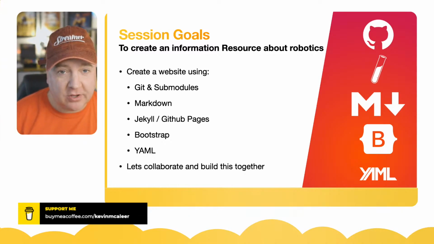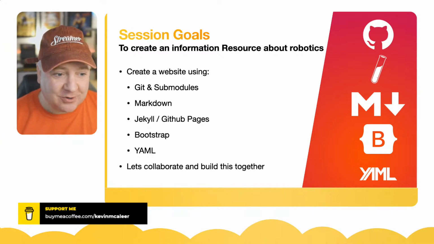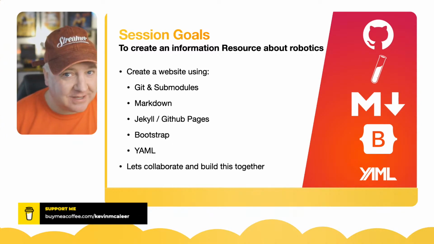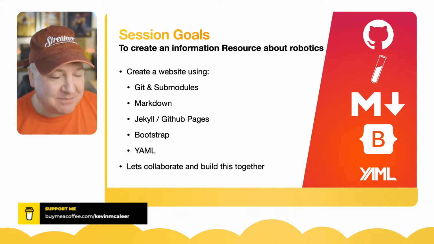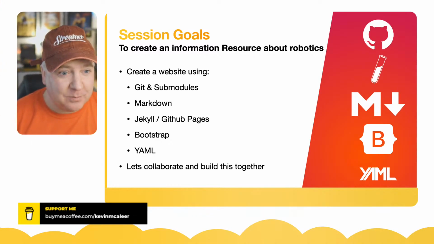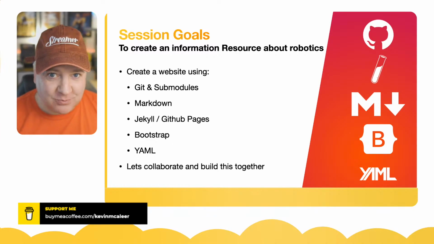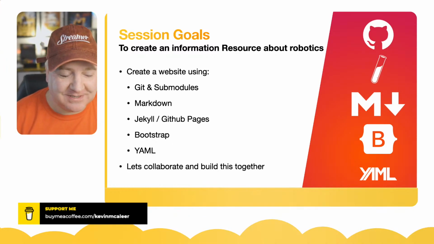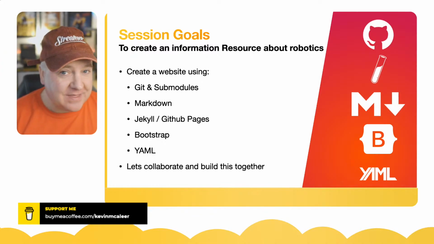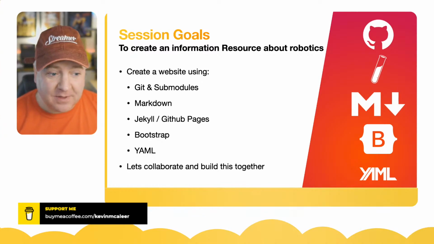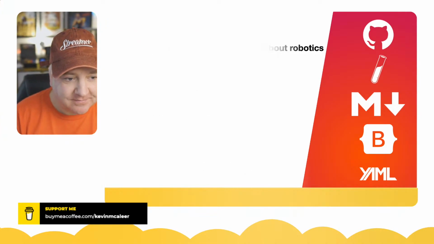So today we're going to be looking at Git, submodules, Markdown, Jekyll, GitHub Pages, which are kind of the same thing and kind of not. We're going to be looking at Bootstrap and Yaml. Now we're only going to touch lightly on each of these because each one of these things is a rabbit hole in its own right. And at the end I'm going to show you how you can collaborate with me to build this new resource.